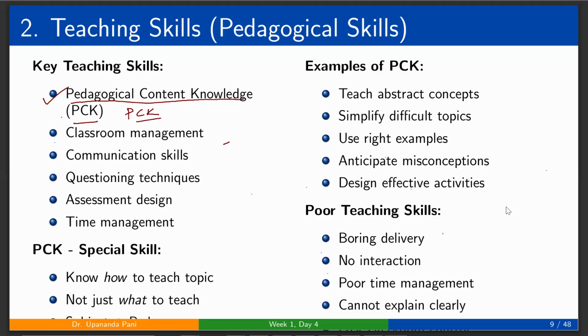Suppose a teacher does not have PCK, then what will happen? It will be a boring delivery, right? No interaction, meaning our students will not have interaction. Then you will have poor time management. You are supposed to complete within a time frame, but you are not completing, and you are not able to explain clearly. So these are the four teaching skills.